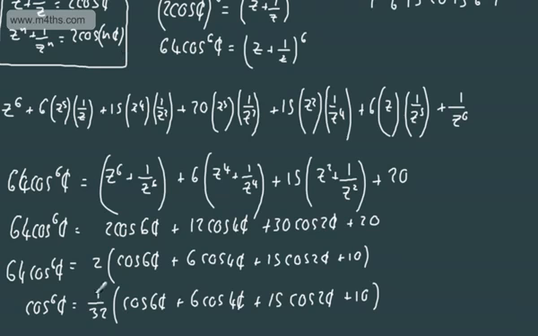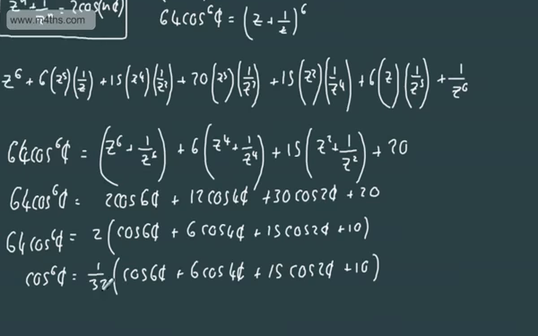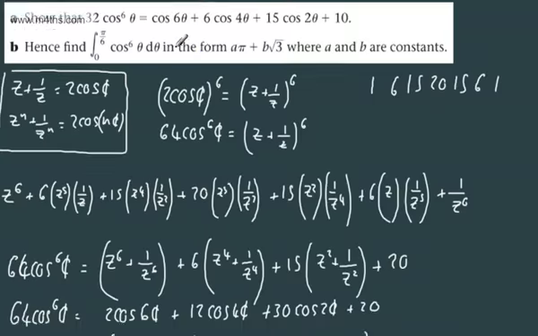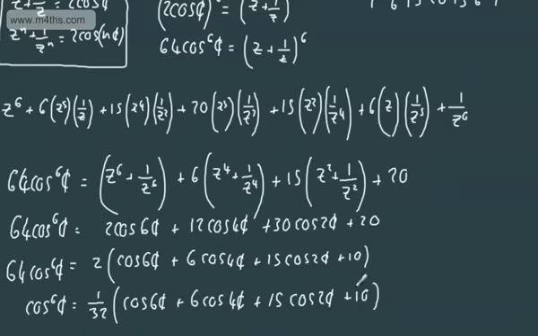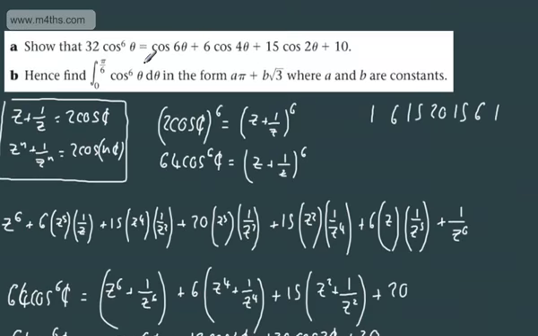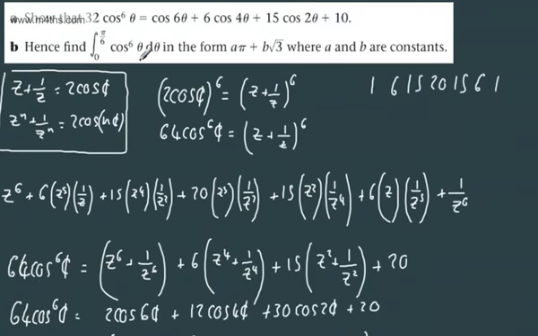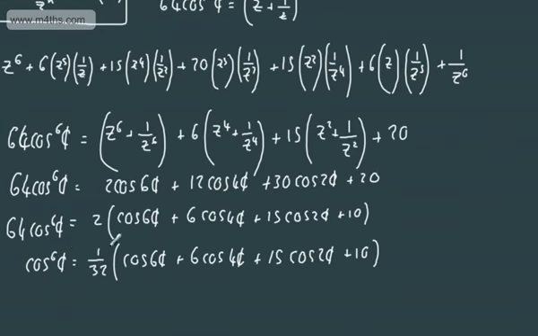Yeah, so this is essentially what it is. I've just divided both sides by 32. So we need to show it's cos 6 theta plus 6 cos 4 theta plus 15 cos 2 theta plus 10. Okay, so what we now need on this bit then is to find the integral. We need to find the integral from 0 to pi by 6 of cos to the 6 theta d theta. So if we think about it now, this is exactly what we're looking for. We're looking for the integral of this.